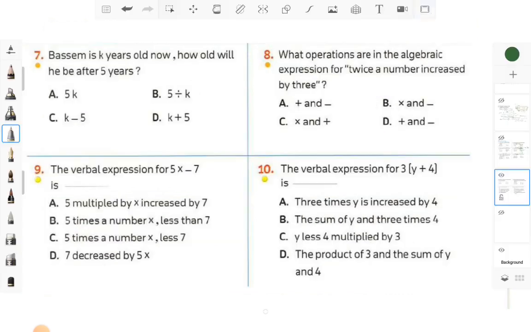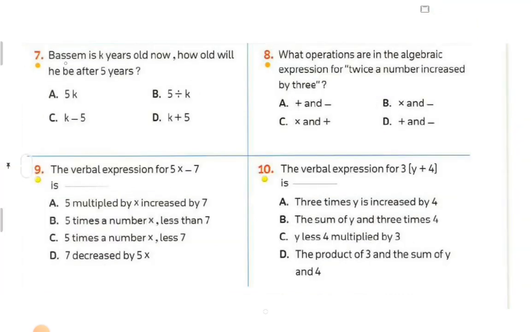Okay, next. Basim is k years old now. His age is k. How old will he be after 5 years? After 5 years, his age increases by 5, so k plus 5.